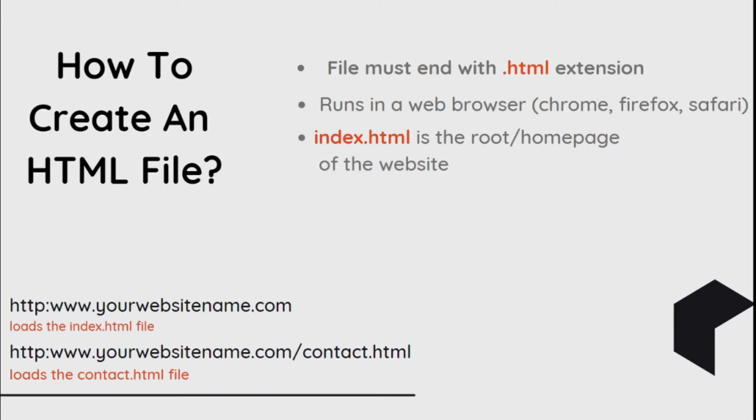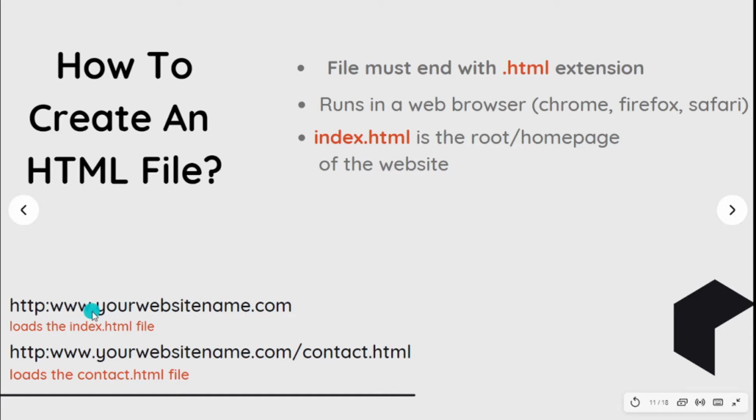How to create an HTML file. The file must end with the .html extension. This is what makes it run in our web browser. And your home file is going to be called index.html. This index.html is a way of telling the browser that this is your root file, this is your home page. And you can see right here in this example that the index.html file is the home page, and then any other pages you create, like contact or whatever you name them, .html, those will be registered as forward slash contact.html.